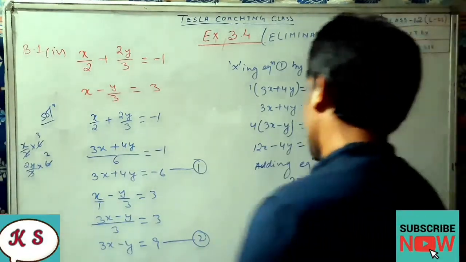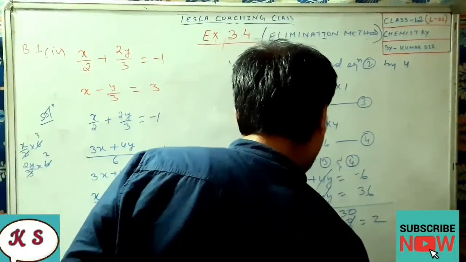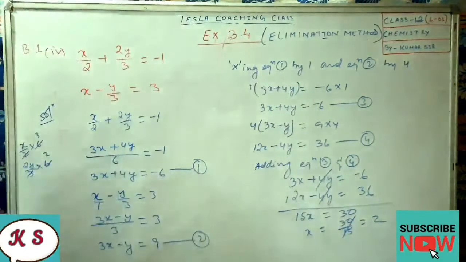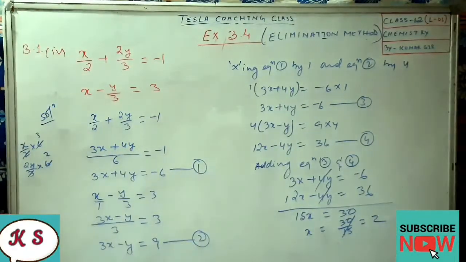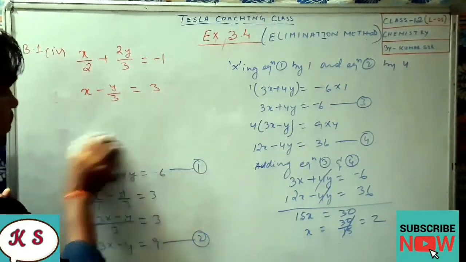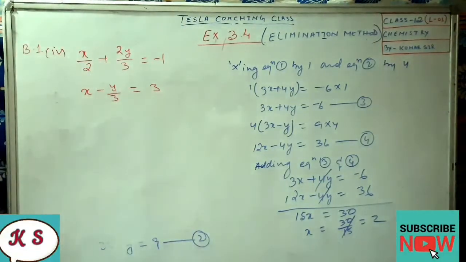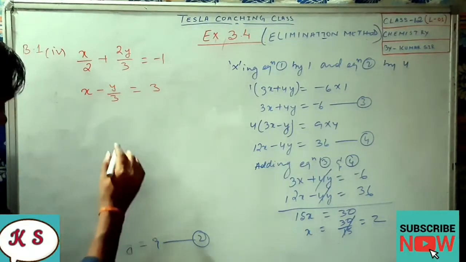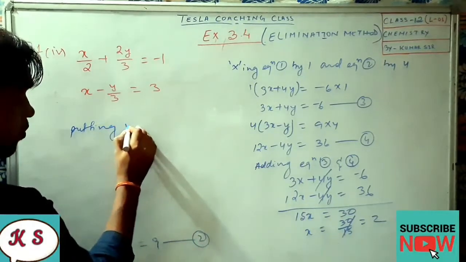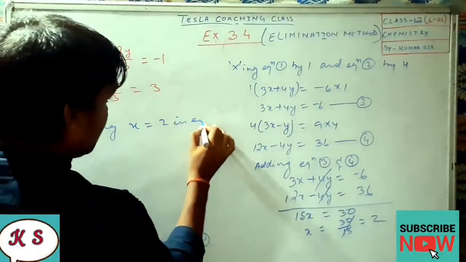So we'll write here, putting x equal to 2 in equation number 2. I think you have completed this side, so let me erase it. Okay, this side you have taken down, so let me erase it.